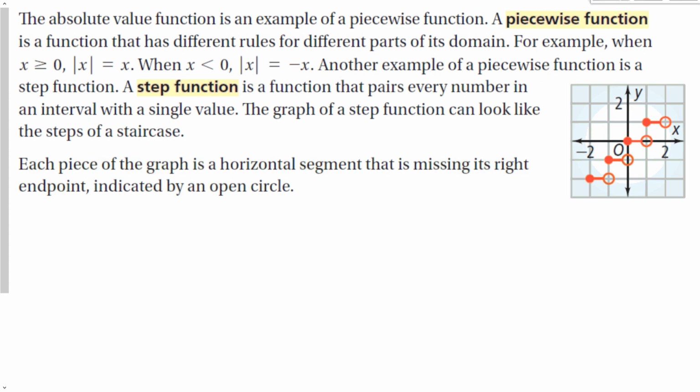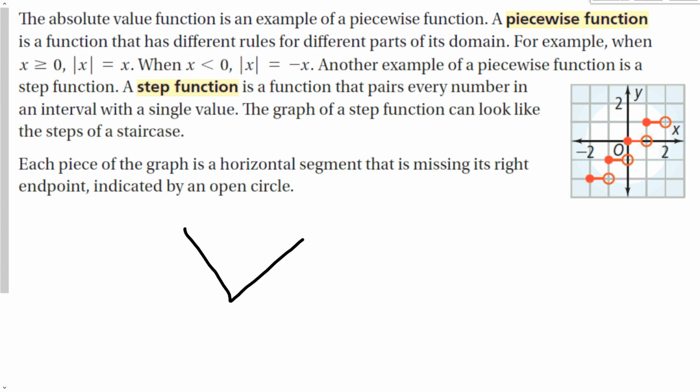For example, when x is greater than 0, the absolute value of x is equal to x. When x is less than 0, the absolute value of x is equal to negative x. It's going down and then it's going back up. That's what that's saying. Another example of a piecewise function is a step function.